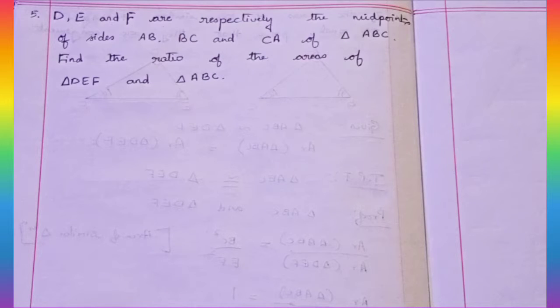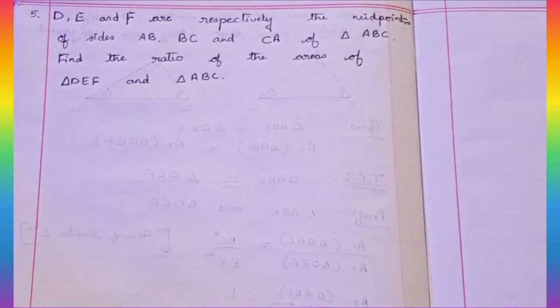I will repeat the question once again. D, E and F are respectively the midpoints of sides AB, BC and CA of triangle ABC. Find the ratio of the areas of triangle DEF and triangle ABC. We need to find the ratio of the areas of those two triangles.